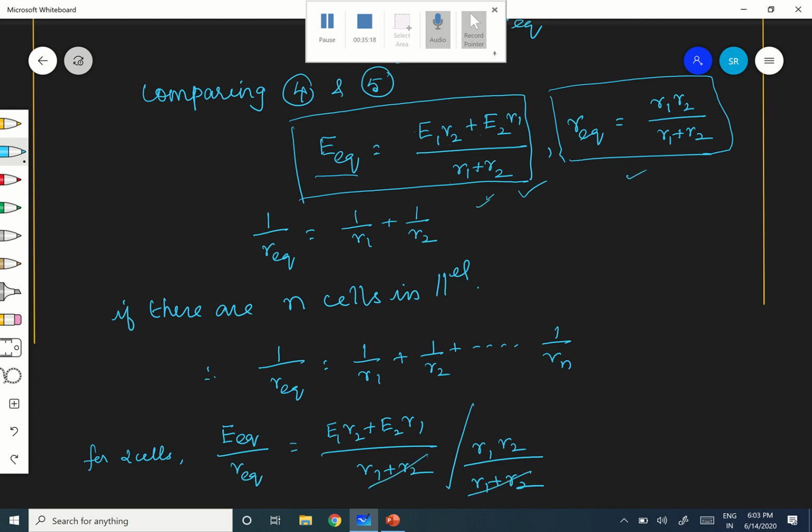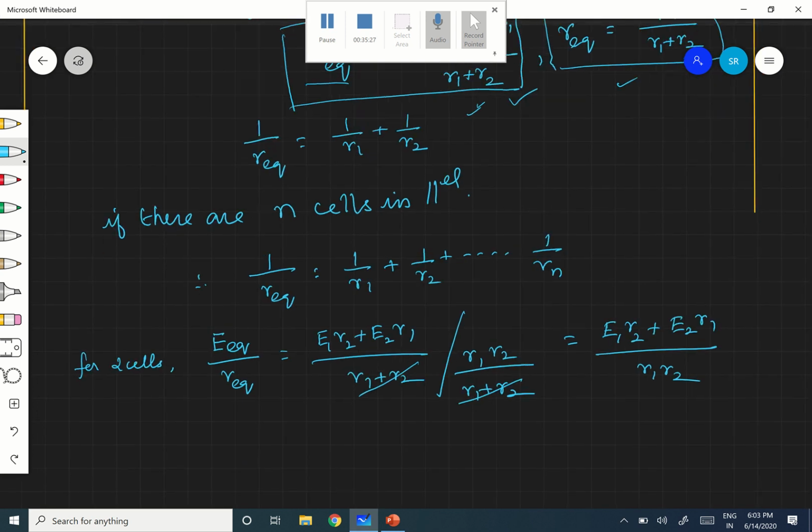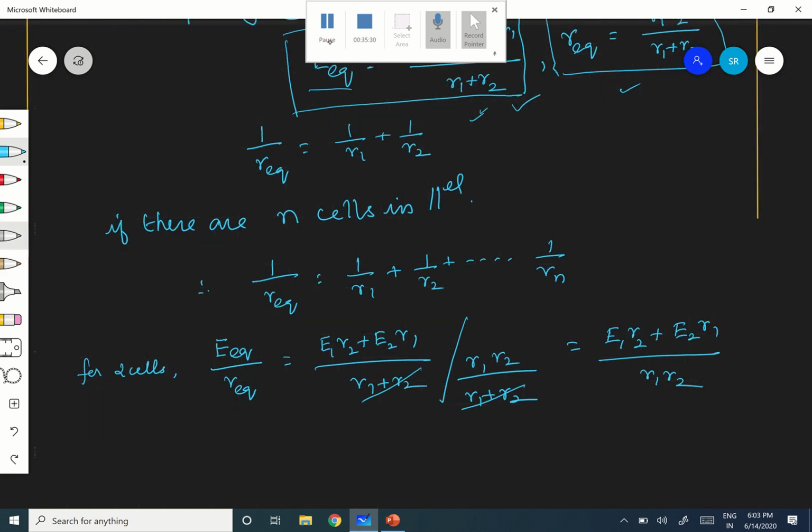Therefore, this will go off, and you will be getting E1 R2 plus E2 R1 divided by R1 R2. I think now it is easy. It is easy now. I think it is easy for you to generalize now for n number of cells. So what is E equivalent divided by R equivalent for n number of cells?